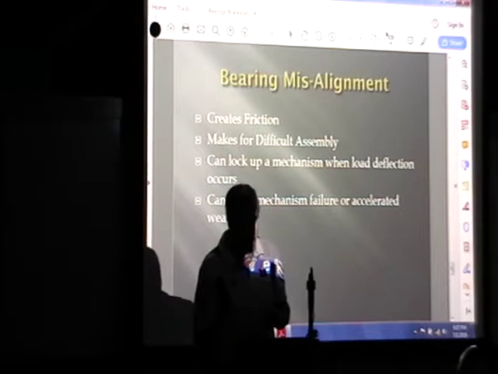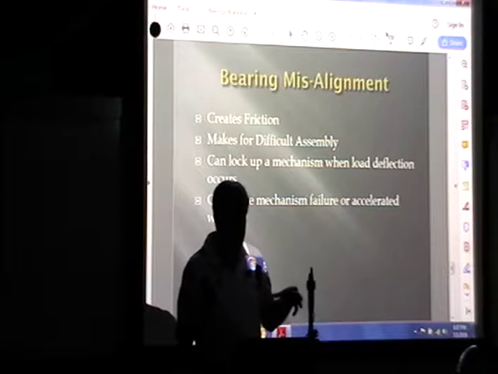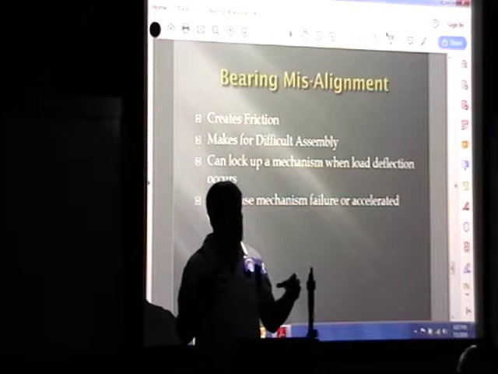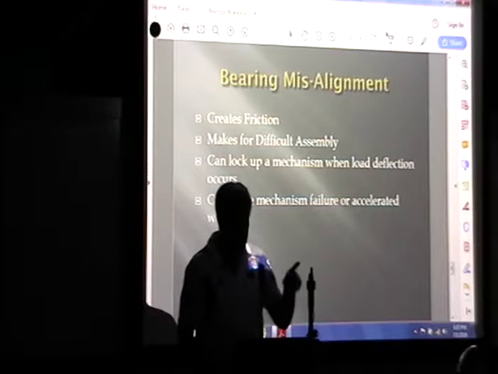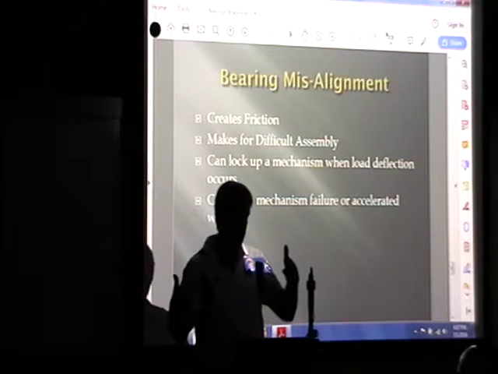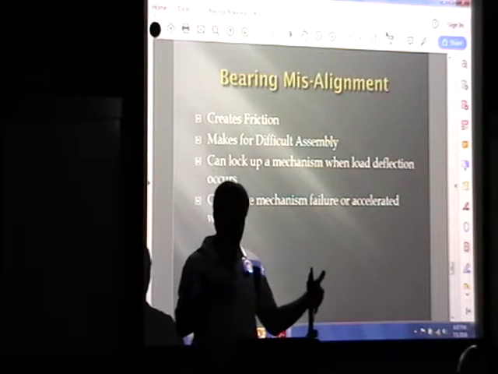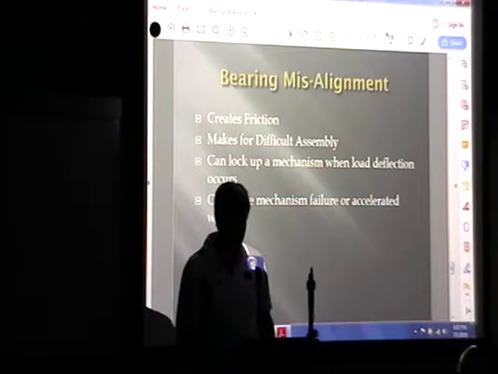So your bearing misalignment will create friction. It will make for difficult assembly because if your bearings are so far out of alignment, you won't get the shaft through one and through the other. I think the Raptors discovered that a little bit on some of the shafts they were trying to put in their assemblies when their system was racking and getting out of alignment. The bearings themselves wouldn't align and you couldn't get your shaft through there.